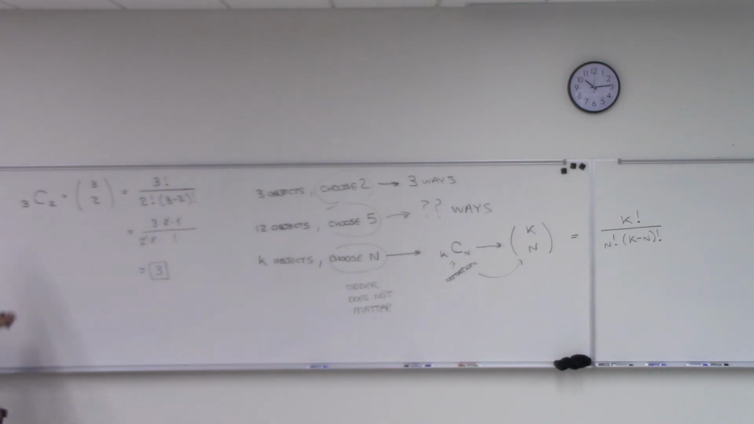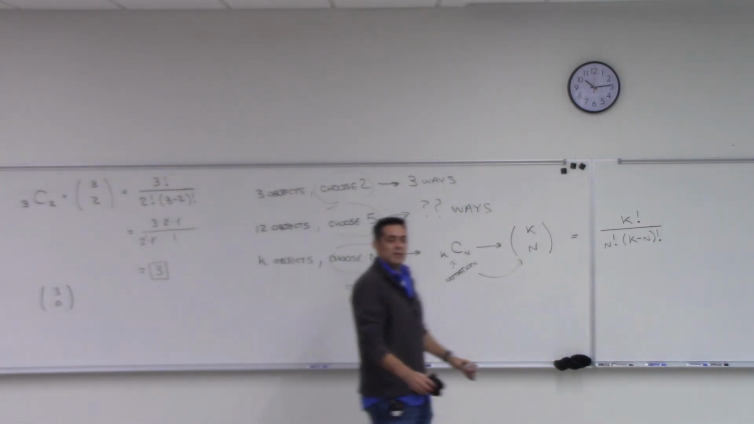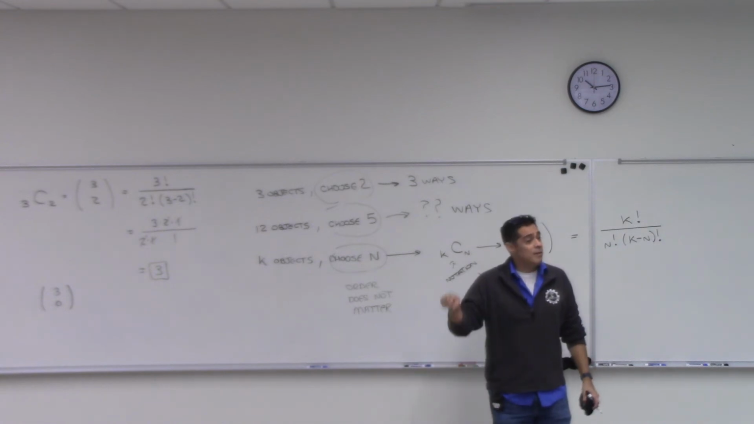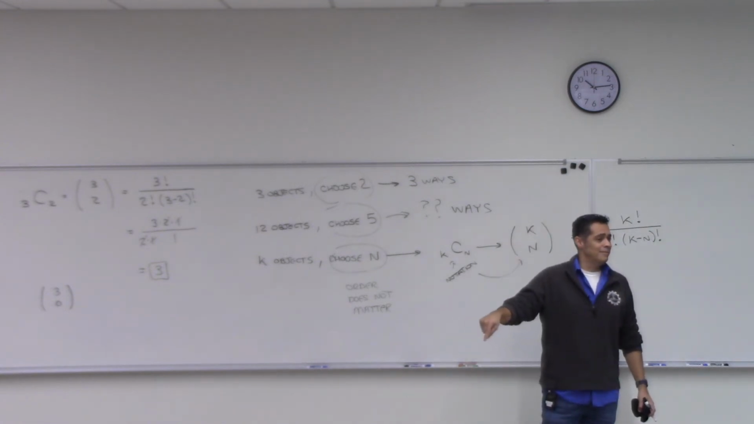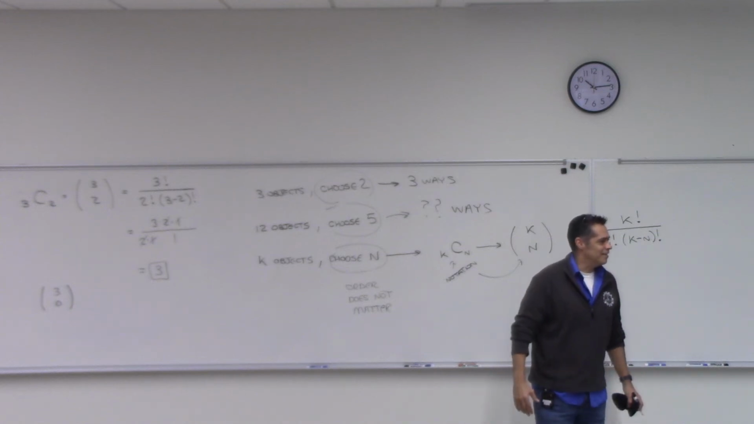What if I have this? 3 choose nothing. How many different ways do you think you can do this? Before we do the computation, how many different ways? If I give you 3 objects in a bucket and I say, how many ways can you choose none of them? One. There's only one way you could do that. Just don't choose anything, right?